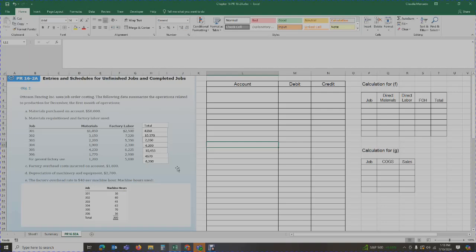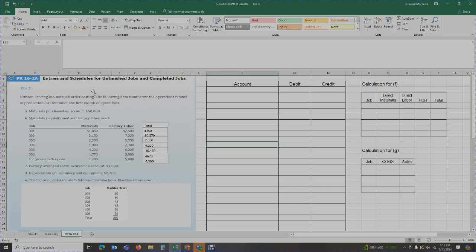It's quite a lengthy problem and you will be seeing this problem in your exam. That is why I've decided to cover it with you. That way you can have an overview and a deep explanation of how it's covered. Now I've done some calculations here on the side, but we will cover that later. So what are we going to do in this problem? We're going to be doing entries and schedules for unfinished jobs and completed jobs.